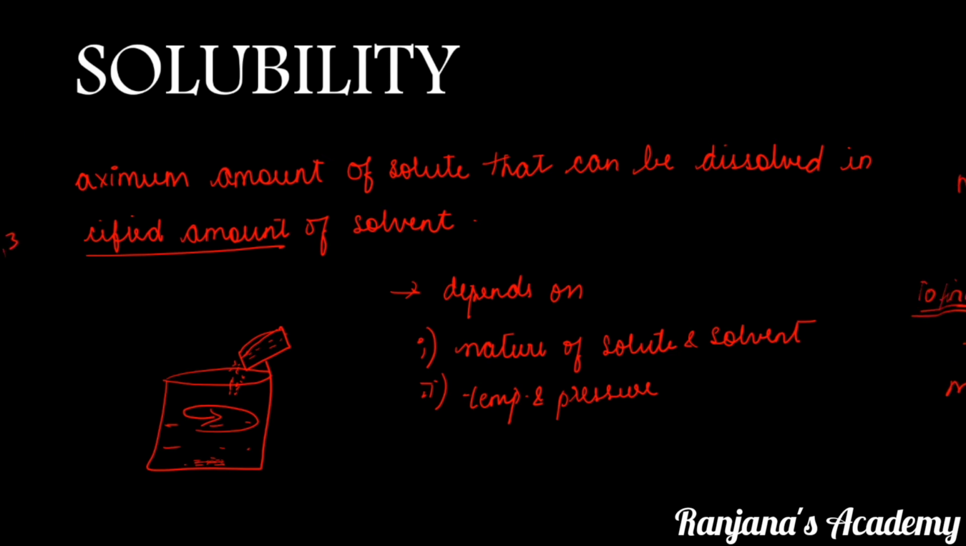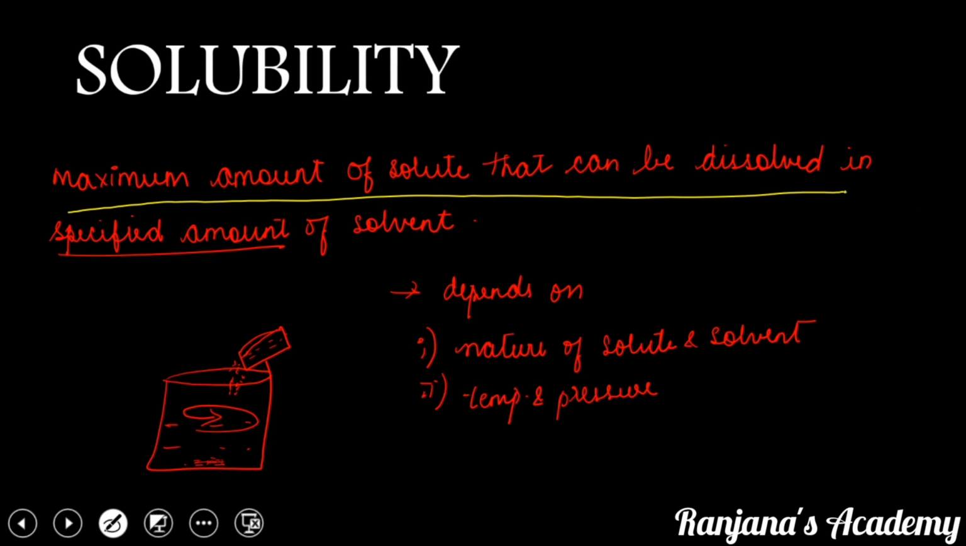Now let us see what is solubility. Solubility is the maximum amount of solute that can be dissolved in a specified amount of solvent. See, I am taking one glass of water. I am adding salt and continuously stirring it. At one point, however much I try, the salt will not get dissolved. It will get settled down. At that stage, it has reached its maximum solubility. So the maximum amount of solute that can be dissolved in a specified amount of solvent is called solubility.